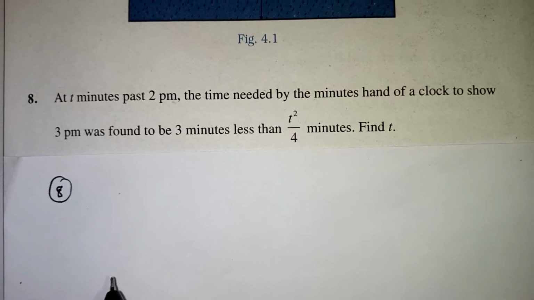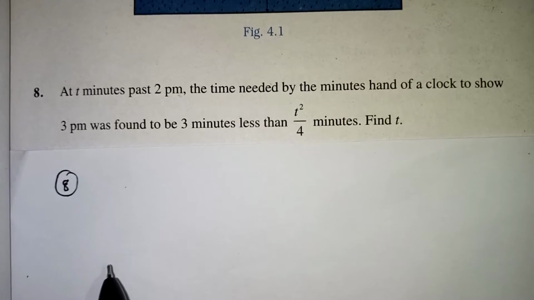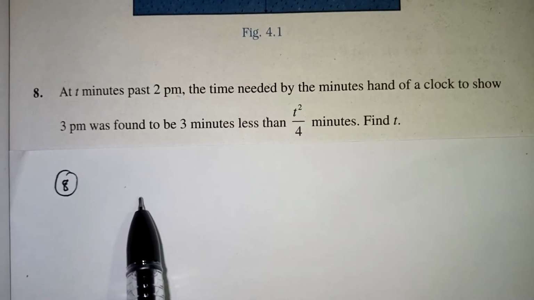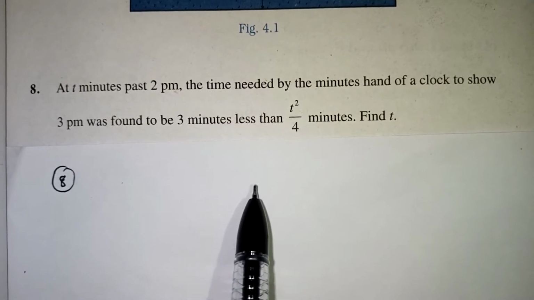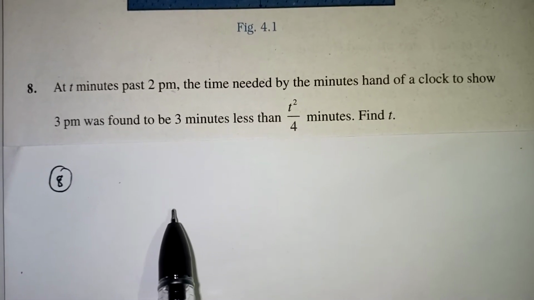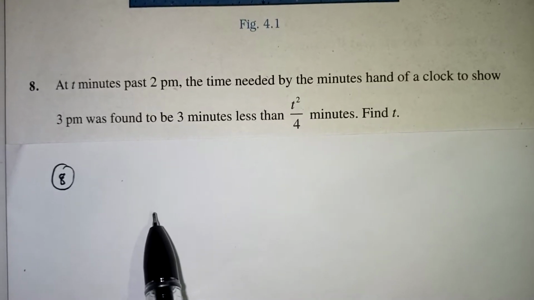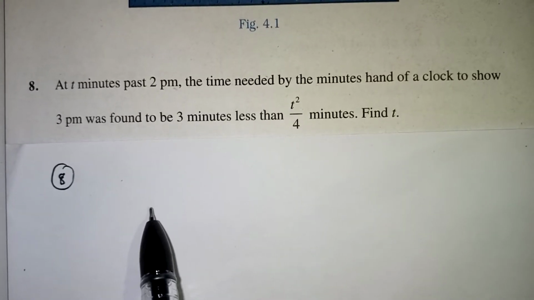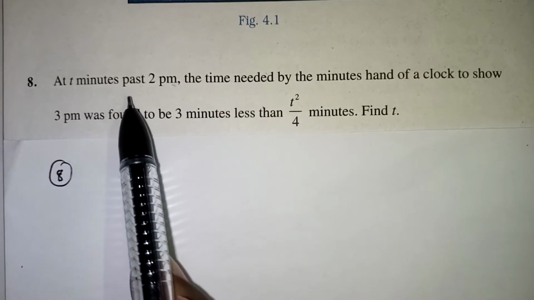Hi students, in this video we are going to learn an important question from quadratic equation. Look at the question. At t minutes past 2 pm, the time needed by the minute hand of a clock to show 3 pm. So that means from 2 pm to 3 pm, how many minutes are required? Means 60 minutes required.